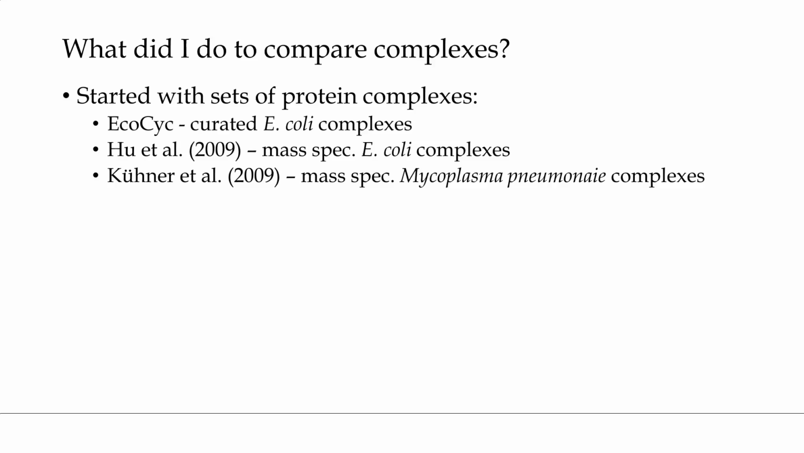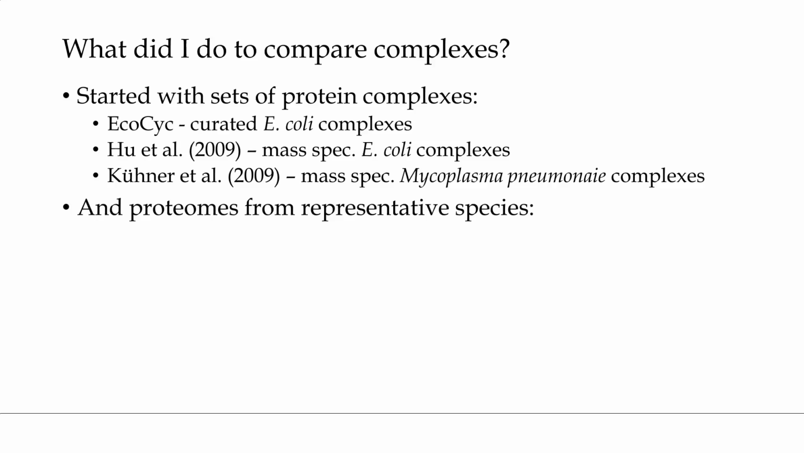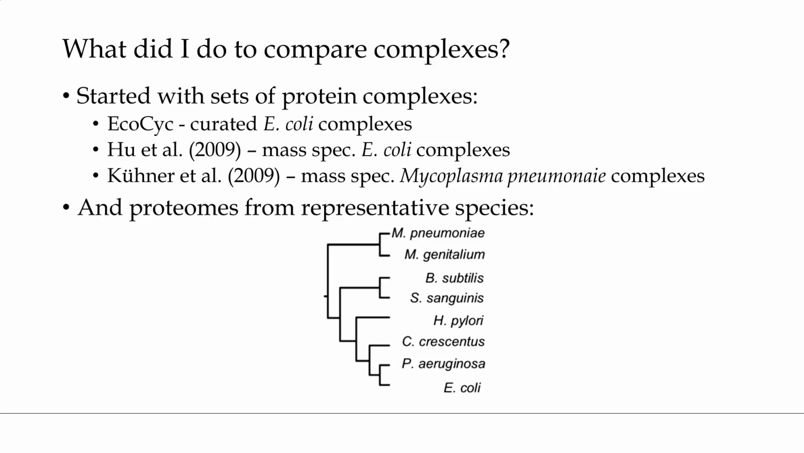In 2009, Hu et al. also published a mass spec-based set of E. coli complexes. So that's not as well-curated, but perhaps more informative, as it may include a number of complexes of lesser known function. We also have proteomes from at least, and once again, by proteome here, I essentially mean lists of proteins, including the potential members of those protein complexes. And we have those from a few representative species and beyond, but I'll just focus on these species for now, just to keep the set a little smaller. We also have some gene essentiality data for all of these species, so we can compare the essentiality of the genes, including members of protein complexes.